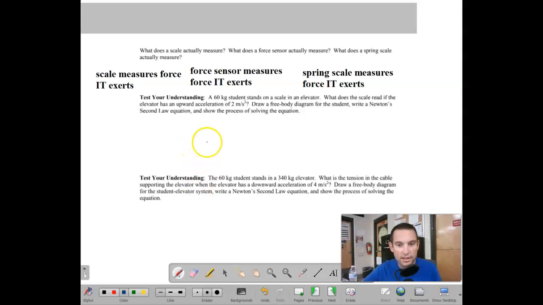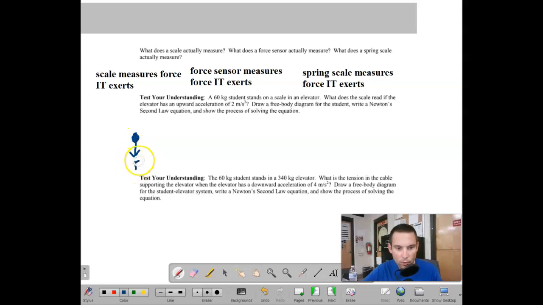All right, so test your understanding. A 60 kilogram student stands on a scale in an elevator. What does the scale read if the elevator has an upward acceleration of 2 meters per second squared? Sounds familiar, doesn't it? Draw a free body diagram for the student, write a second law, and show the process of solving the equation. That's the important thing here. Yes, it's an easy question, but I want to make sure that you get everything correct.